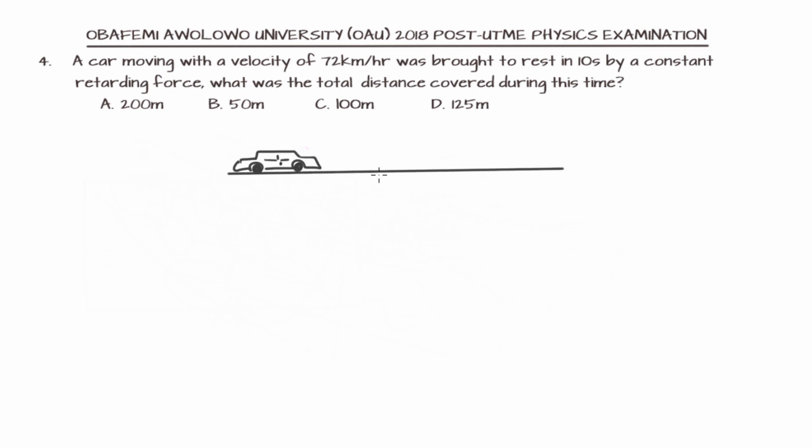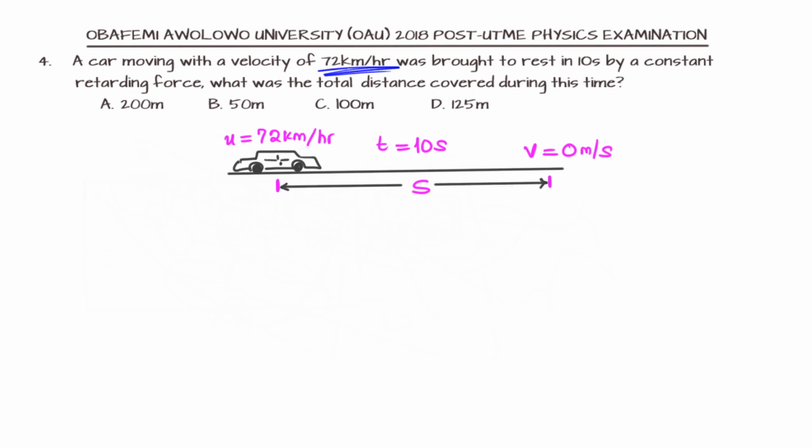If you have our car as shown in the diagram, we are told that it's moving with an initial velocity u of 72 km per hour, and then it undergoes a constant retarding force in 10 seconds, such that after traversing a particular distance, you can call that distance s, to differentiate from our 10 seconds, which is the time, it finally came to rest, meaning that the final velocity v is 0 meters per second. We are asked the total distance covered during this time.